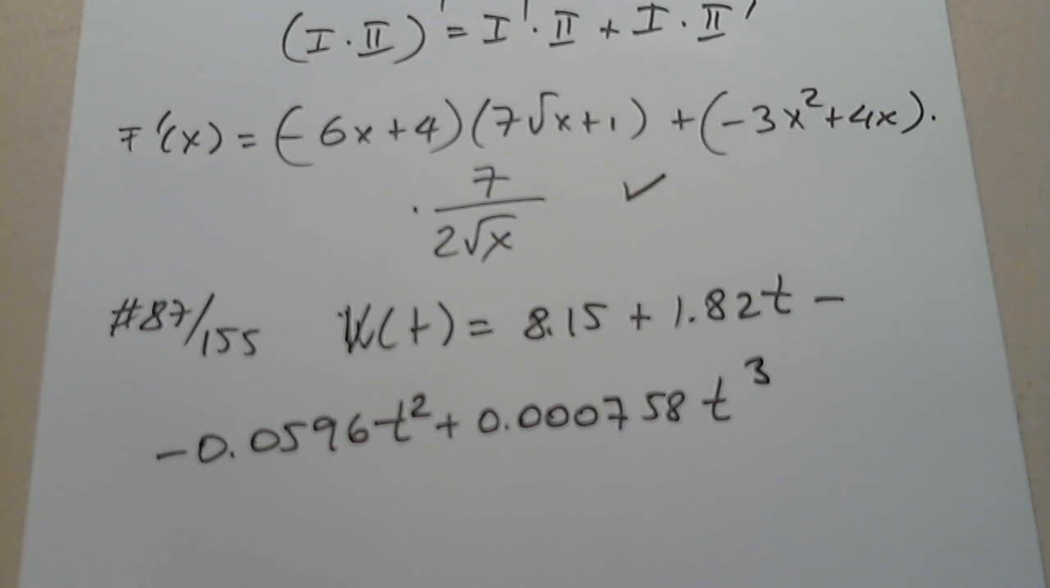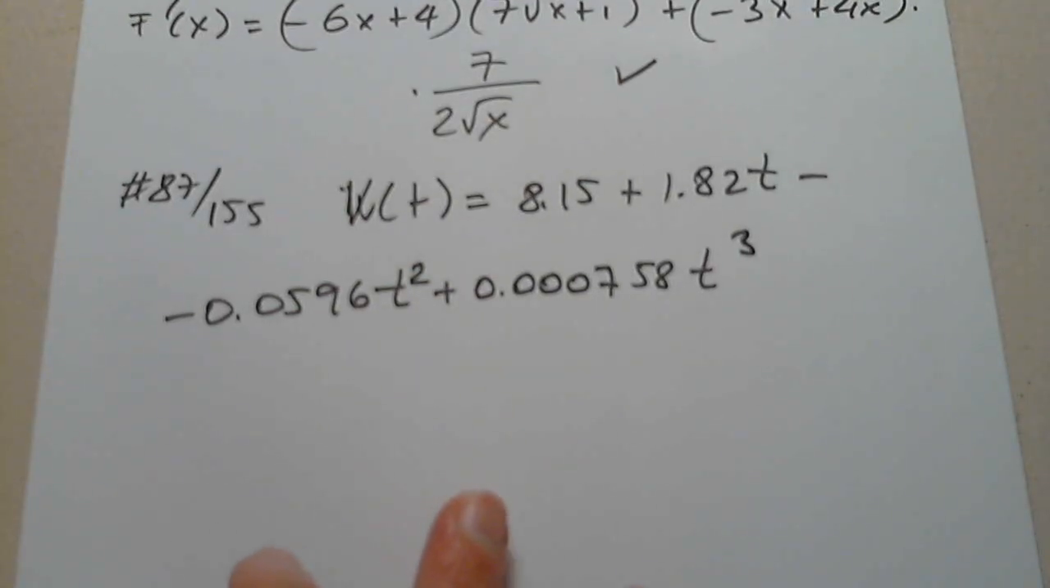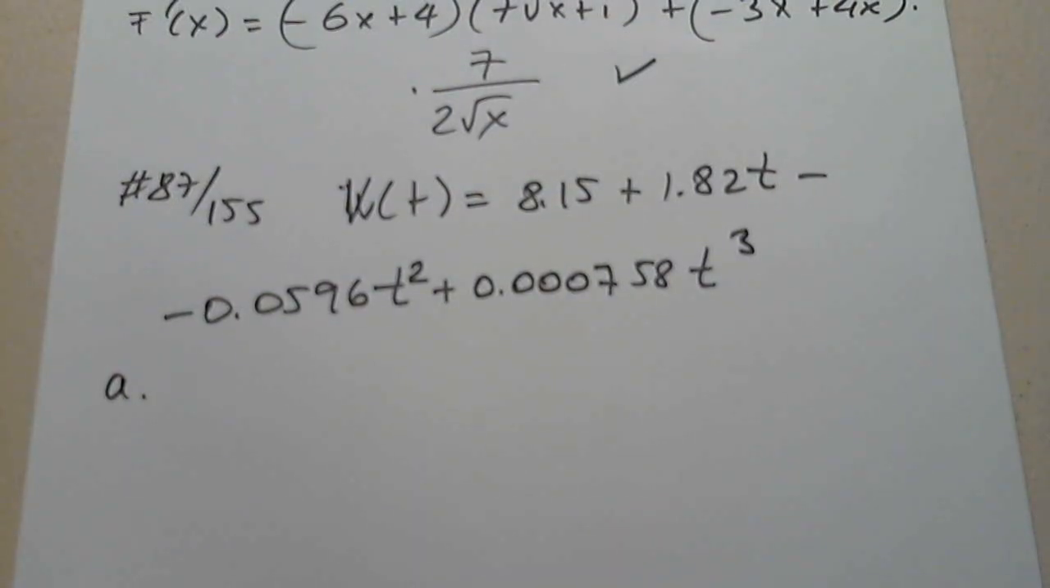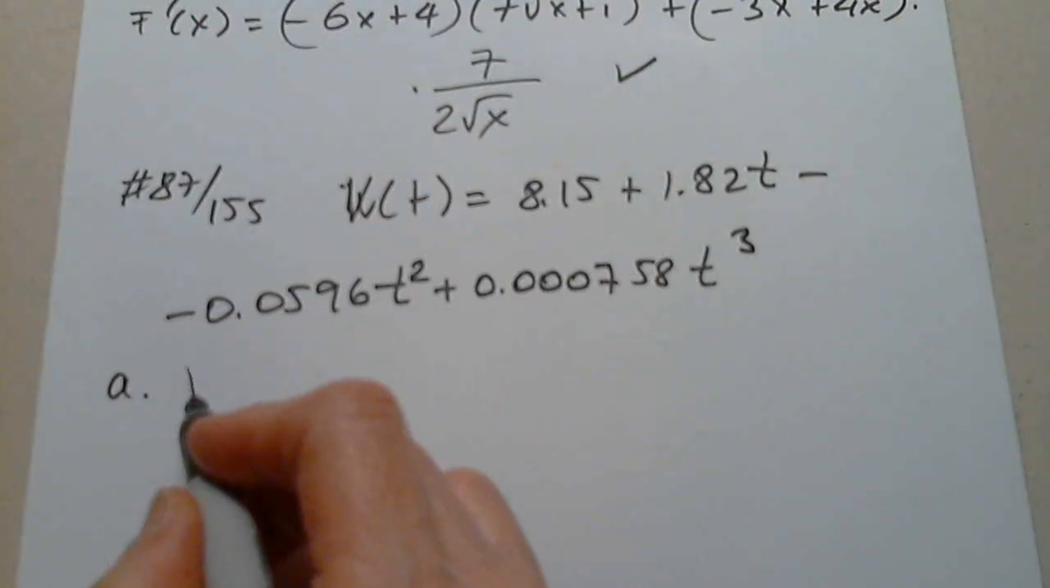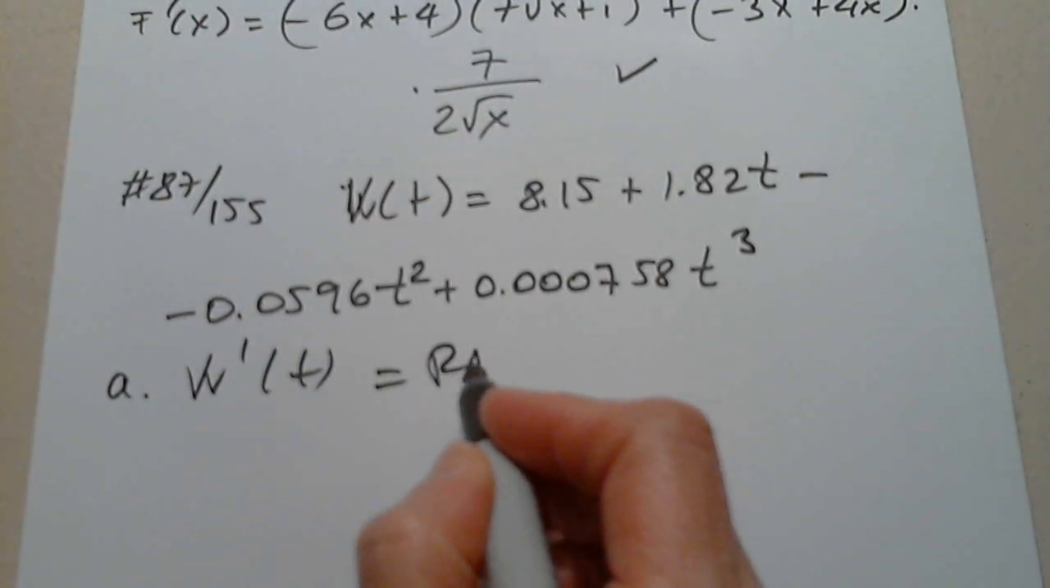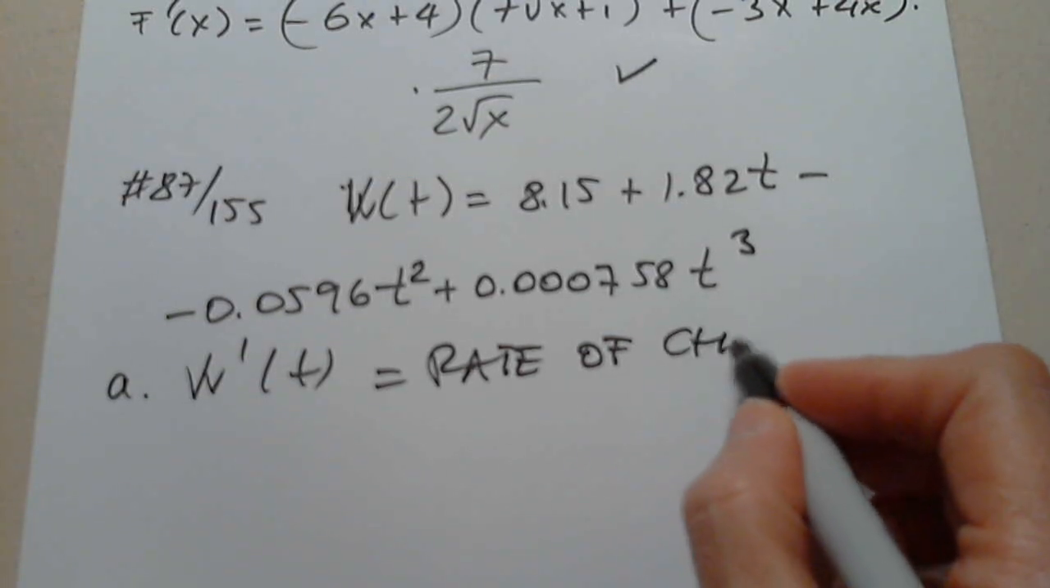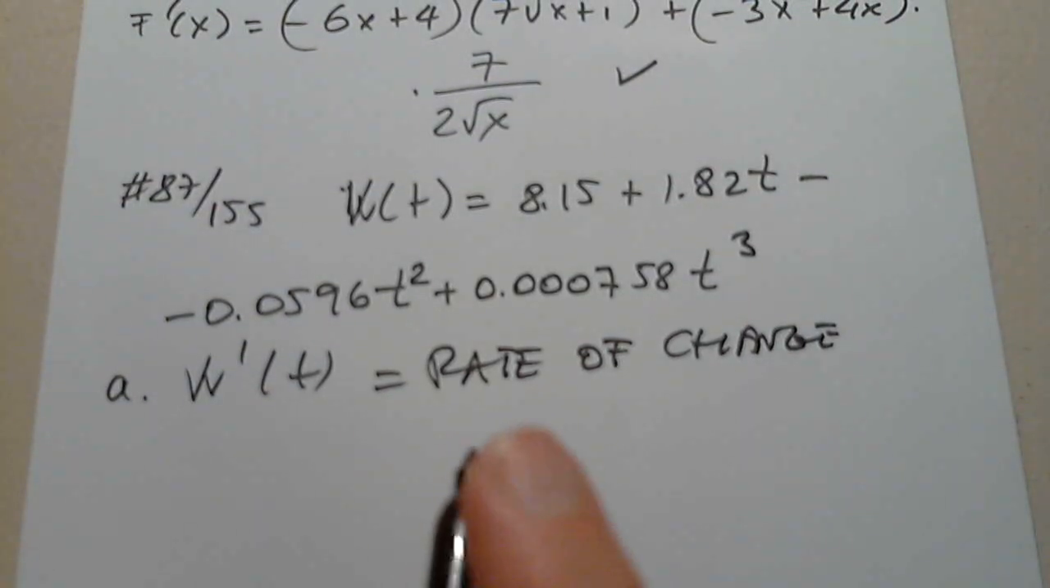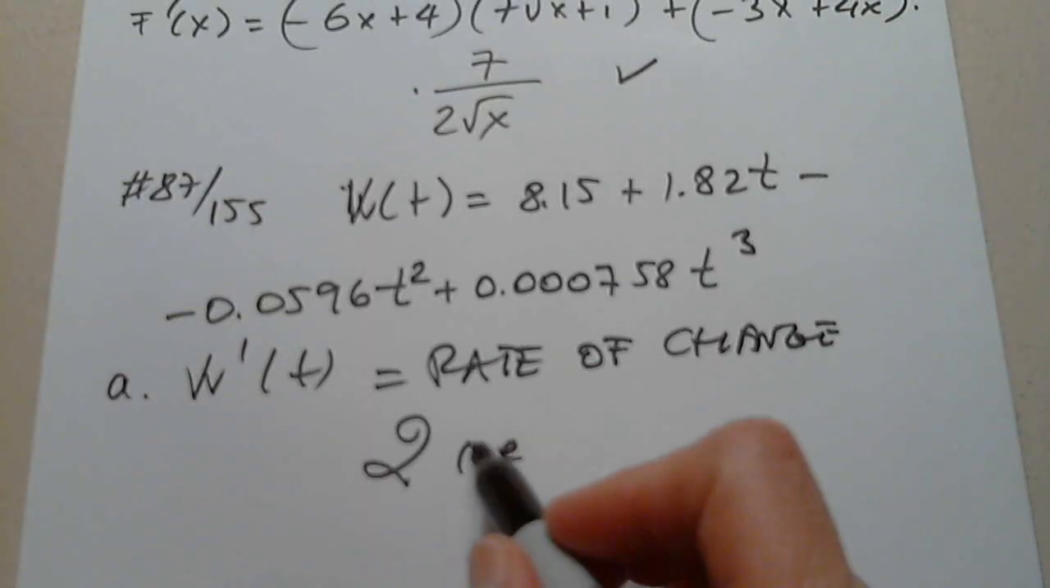The rate of change of weight with respect to time. Can anyone tell us what we need to do to determine the rate of change of weight with respect to time? What do you think we have to determine? The difference quotient? You mean the limit of the difference quotient? Yes, or the rate of change. So in other words, W prime. This is the rate of change. And it has to have two measurement units.